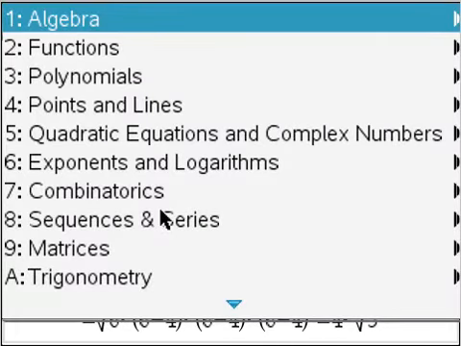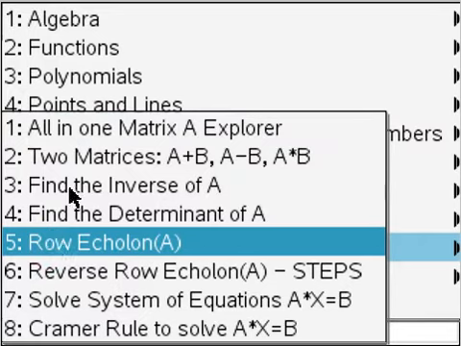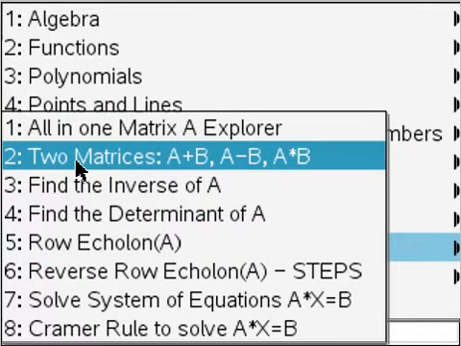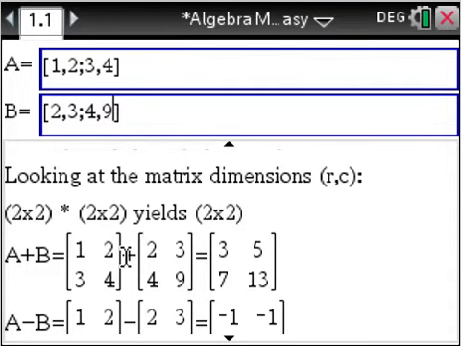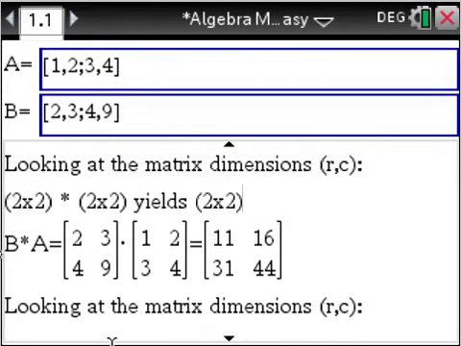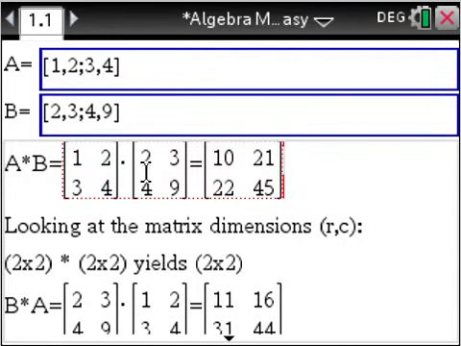If you go back to menu, matrices are also a huge part of Algebra 1 and 2. Let's say 2 matrices, A plus B, A minus B. Let's make this 5, 9. If we go down here, then we have A plus B, A minus B. Go up a bit more, we have B times A, and you have A times B.